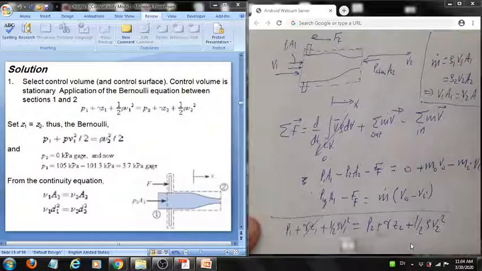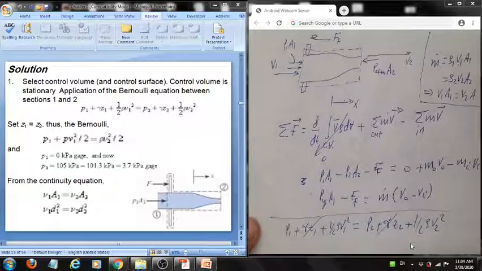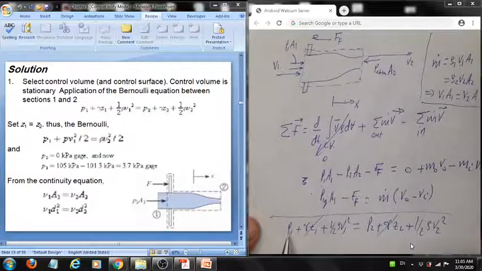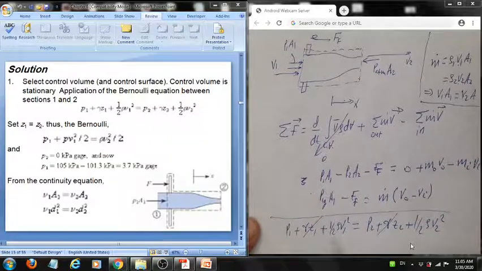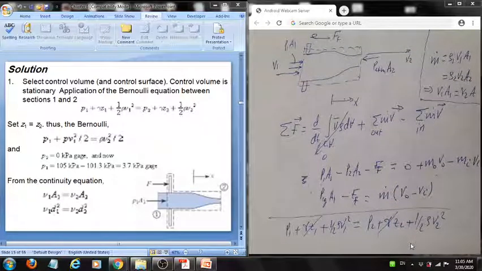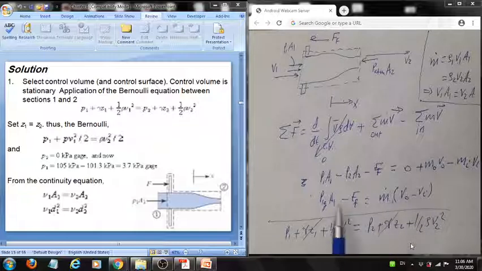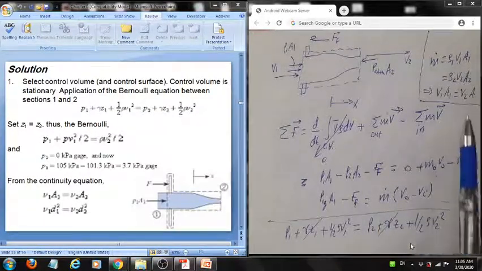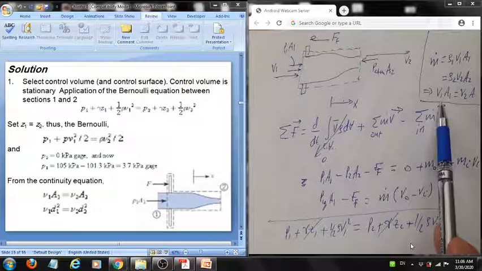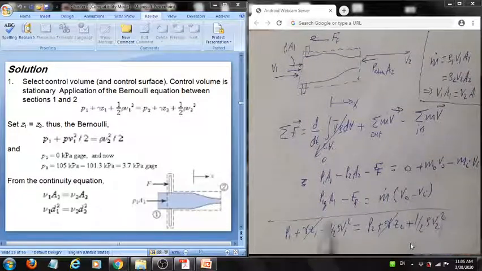Now observe that the elevation is not important. In this equation, P1 and P2 are given. So we have two unknowns, two equations, we can solve them easily. Again, we obtain this equation from the momentum equation. We obtain this equation from the mass balance. We obtain this equation from the Bernoulli equation. So we have three principles.